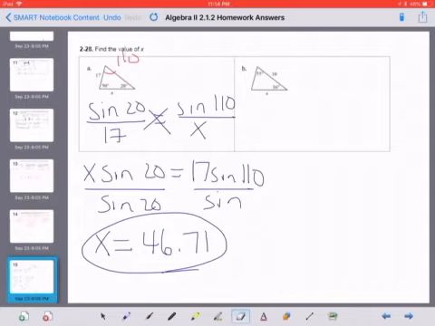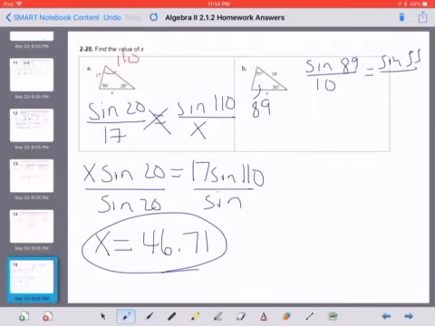So then, for this one, again, I have to find the missing angle. So it turns out the missing angle is 89. So now when I write it as my sine, I have the sine of 89 over 10 equals the sine of 55 over x.